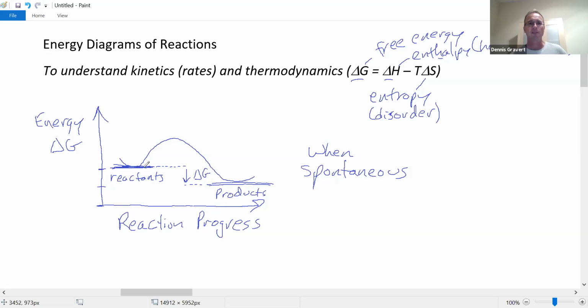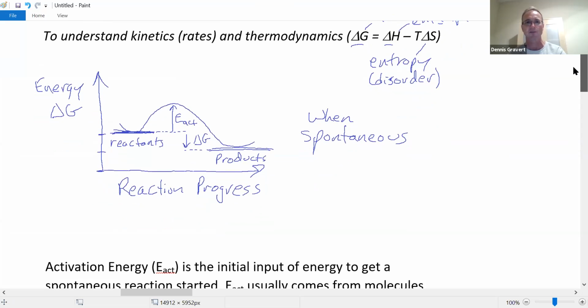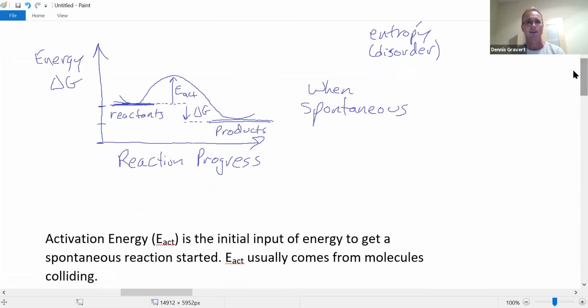All right, let's go into a little bit of detail here. So the energy of the reactants have some stable value, but then in the collision, they have to gain this much energy, and that's called E_act. And hopefully I didn't cut and paste it too far down here. Nope, there it is. The activation energy, E_act. It's an initial input of energy to get the spontaneous reaction started.